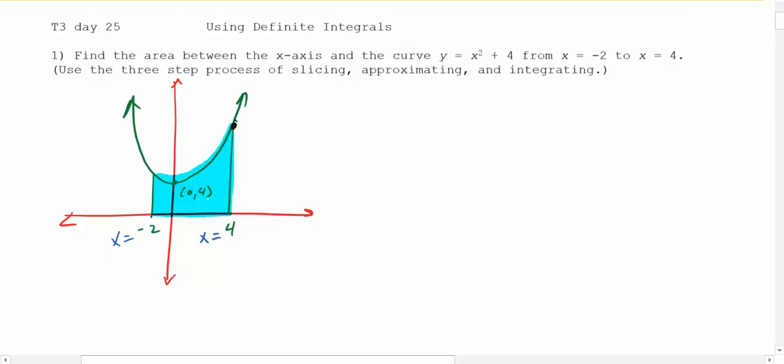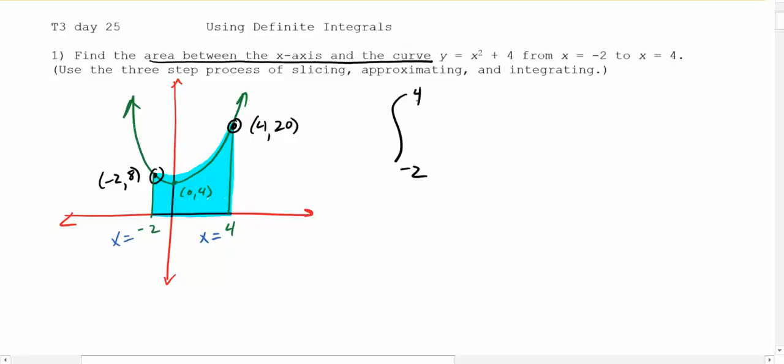So you want the intersection points, like there and there. So that's going to be (4, 20), right? And (-2, 8). That could be helpful, absolutely. And it says, find the area between the x-axis and the curve. So can someone tell me what integral I'm going to need to evaluate? What's the integral? Integral from -2 to 4.